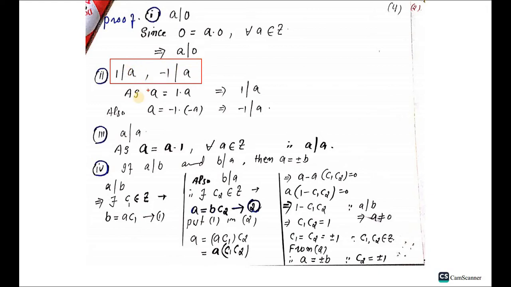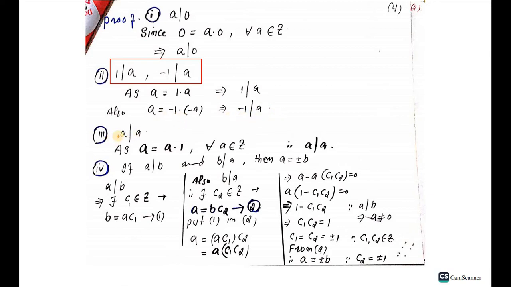For this we can write a is equal to 1 into a. This is a true equation. From this equation we can say that 1 divides a, written in this form. Now here we can write a is equal to minus 1 into minus a. From this equation we can write that minus 1 divides a. This represents minus 1 divides a.